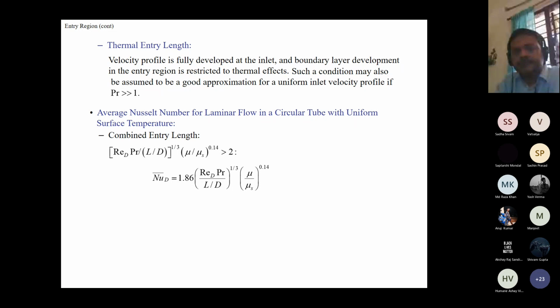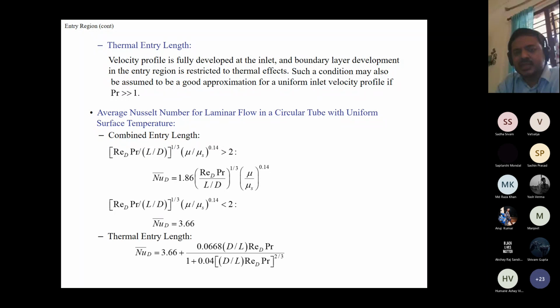So these are some correlations for combined entry length, average Nusselt number, etc. But it's okay. Again, for thermal entry length it is 3.66 plus some of these correction factors, because Nusselt number is higher at the entry length. Okay. So again, some correlations. These are again in your toolkit. You will use them as and when required.